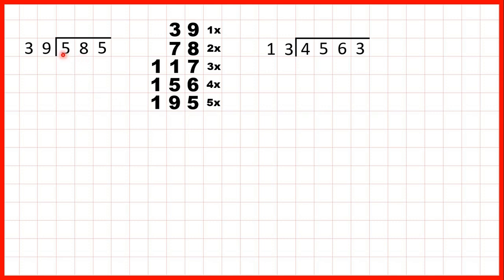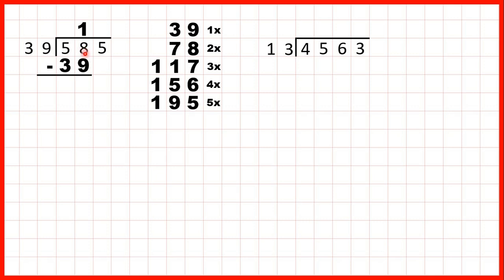So now that we've worked out the 39 times table up to 5 times, we can look back to our question. If we take the first 2 digits together, we have 58 divided by 39. Now the closest number to 58 in the 39 times table, which is still less than 58, is 39. So we can write 39 under the 58, and because that's 1 times 39, we can write 1 in our answer line. Now we need to subtract and bring down.